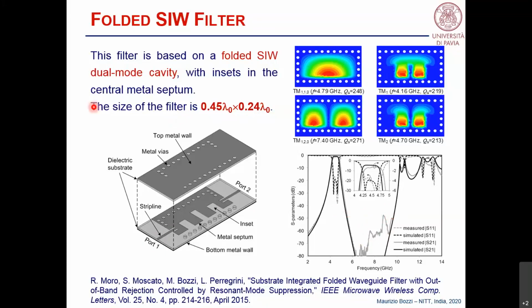And in this case, we have a 2-pole filter with the size of half wavelength times quarter wavelength. So we gain a factor 2 because we use a folded structure, and we gain another factor 2 because we use a dual mode cavity. This cavity resonates on 2 modes. So we reduce by a factor 4 the size of the filter compared to a traditional solution by using SIW cavities.